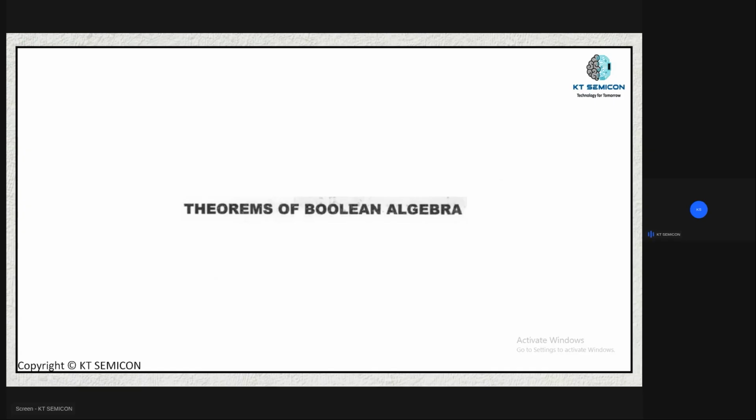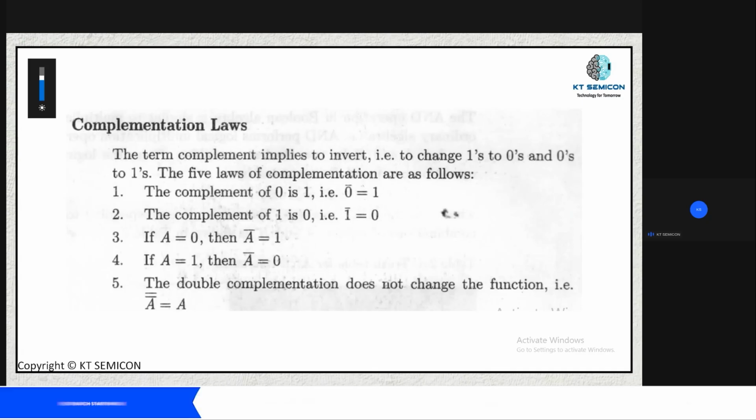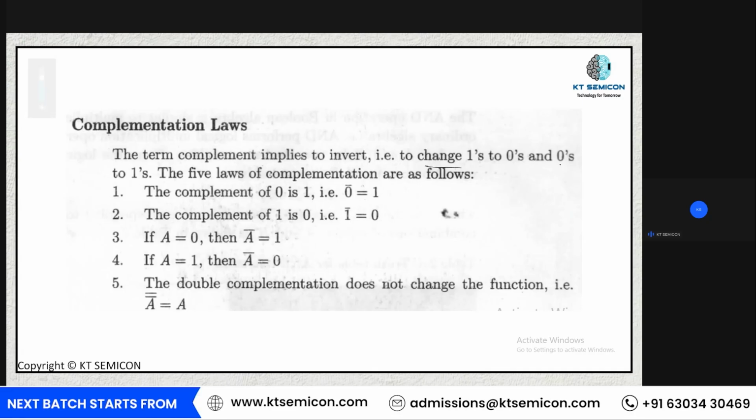Now let us try to understand some theorems in Boolean algebra. We have something known as complementation laws. The term complement implies to invert, that is, change 1s to 0s and 0s to 1s. Suppose A is equal to 1, then A complement, that is 1 bar, is 0. And if A is equal to 0, then A complement or A bar is equal to 1.